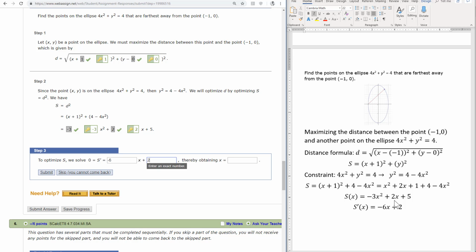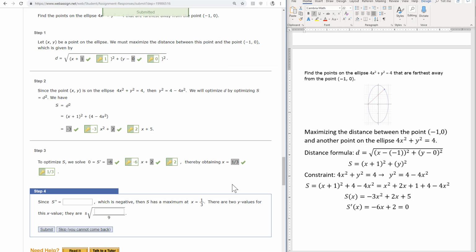And if we solve for that, we set it equal to 0, and we'll bring the 2 over to the other side. That'll be a -2, and it'll divide by -6. It'll be positive 1/3. So positive 1/3 is going to be our value. So that is the x value that gives us the maximum.